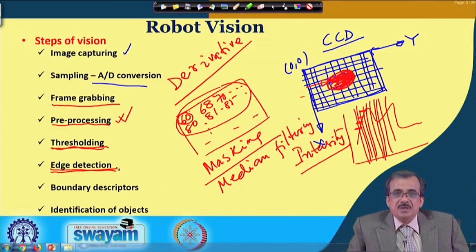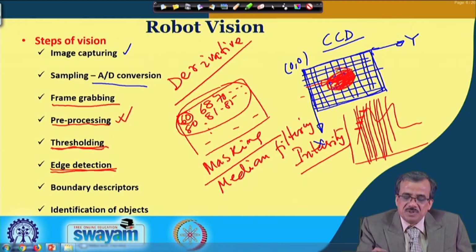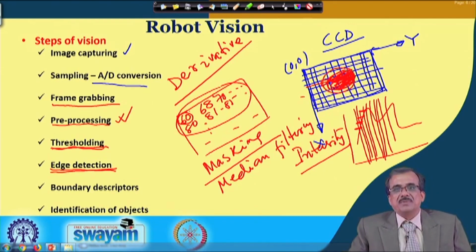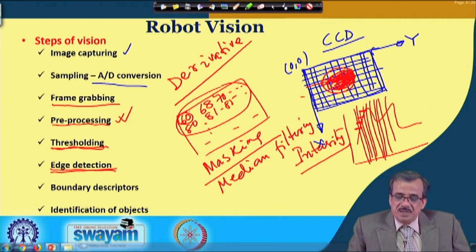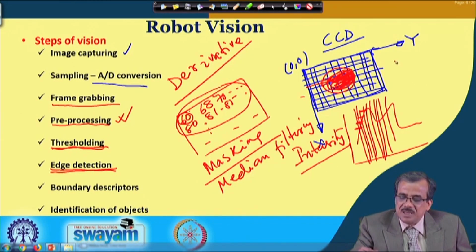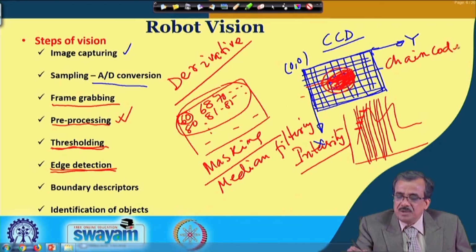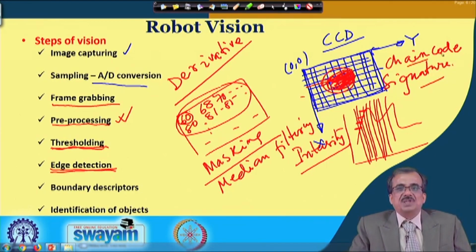And once you have got the edges, we will have to describe the boundary, so that we can do further processing of this particular object. For carrying out the further processing, we will have to express this boundary, and there are some standard methods to represent it, like the chain code method. So, we can use the chain code method, or we can use some sort of signature. Mathematically you can represent the boundary of the object with a descriptor.